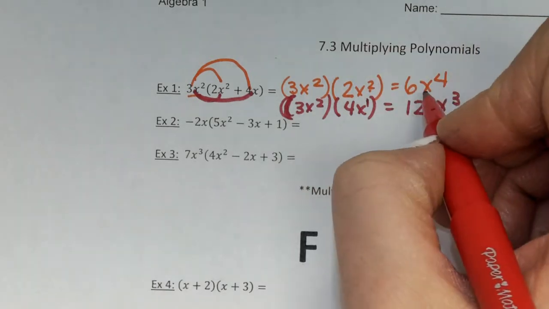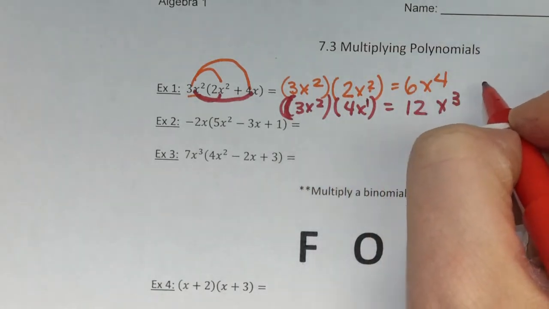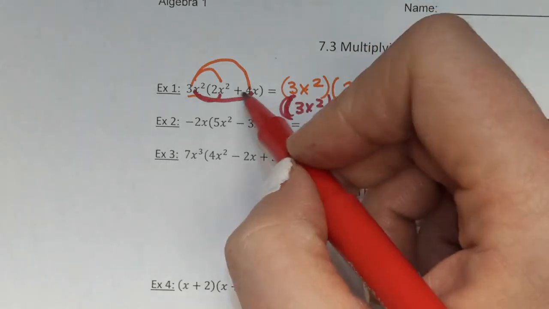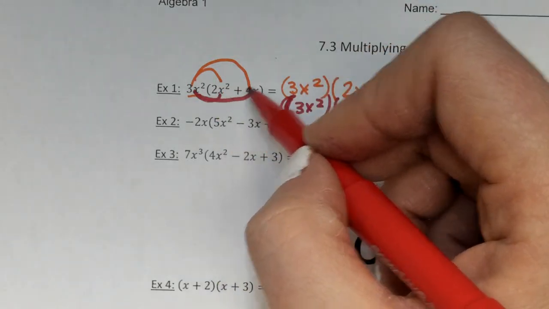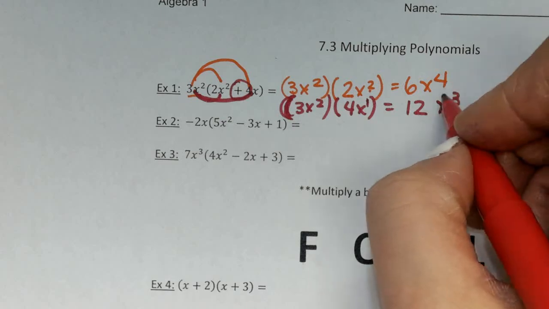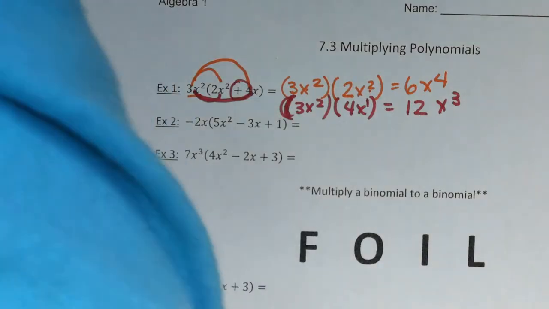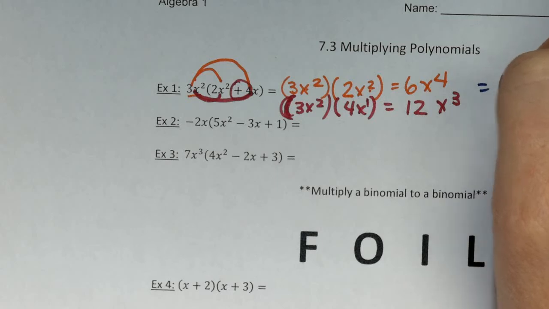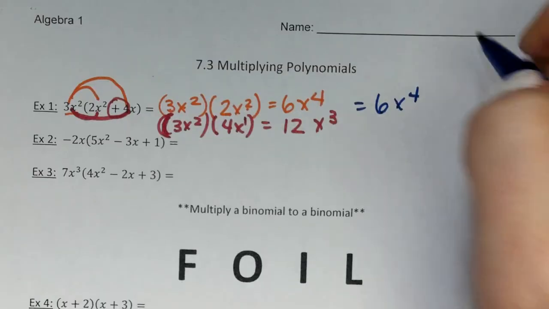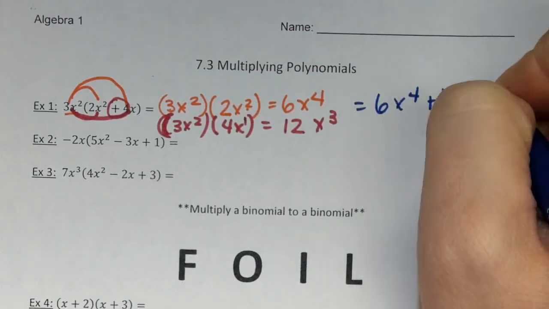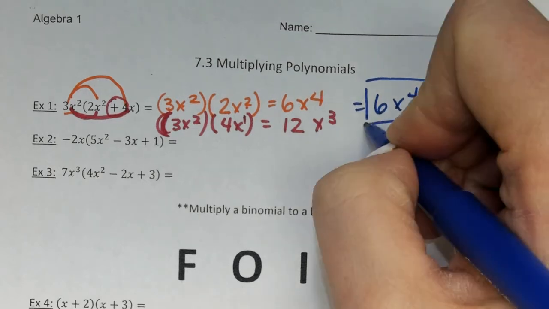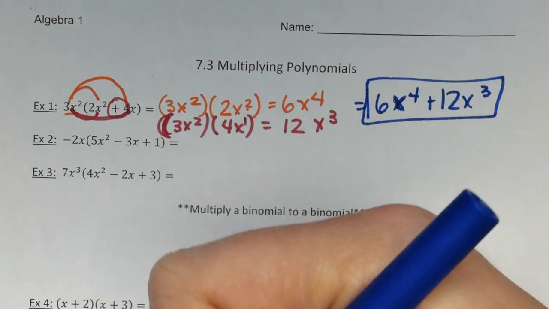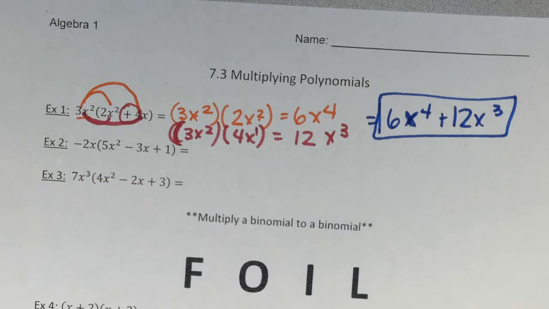Alright. So now all we do here is we have a 6x to the 4th. That was the first term. Plus 12x to the 3rd. So what we're going to do here is we have to write our answer this way. 6x to the 4th plus 12x to the 3rd. And you cannot combine an x to the 4th and an x to the 3rd by adding. It just ends up like that. They're two different. They're not like terms.